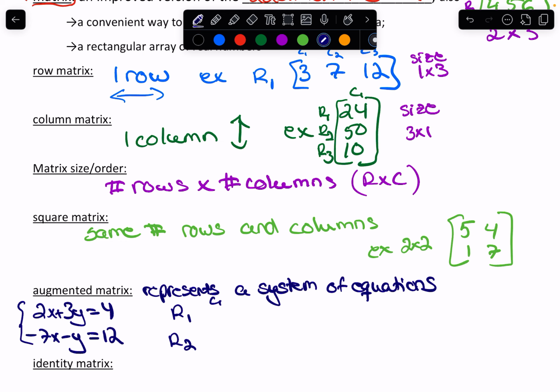So our first column is going to be the x coefficients, so 2 and negative 7. Our second column is going to be the coefficients of the y, so 3 and negative 1. Then we're going to draw a straight line, and our third column is going to be our constants, so 4 and 12. So C1 is x, C2 is y, and C3 is the constant. The straight line in the middle is the equal sign.